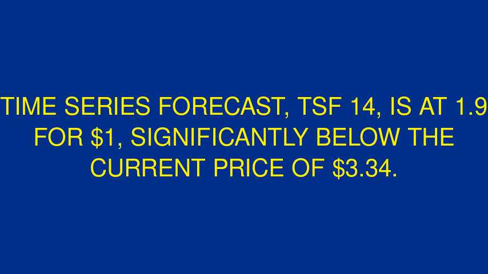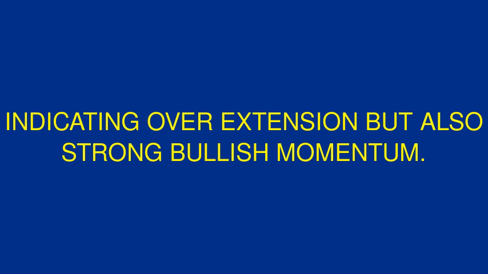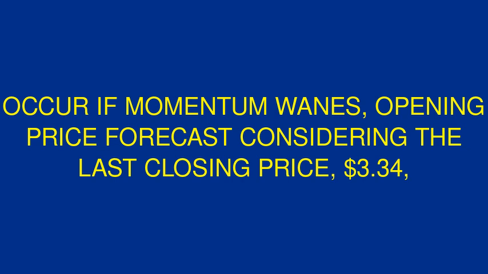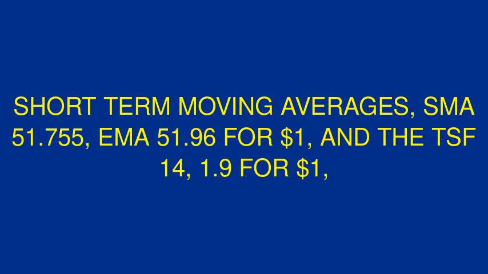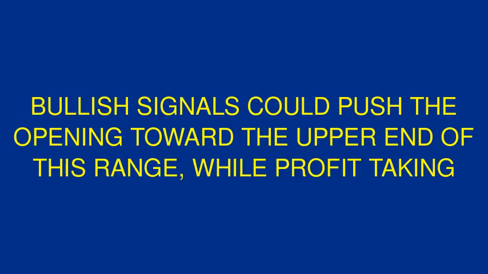Linear regression analysis: the time series forecast TSF 14 is at $1.941, significantly below the current price of $3.34. This suggests the stock is trading well above its linear regression trend line, indicating overextension but also strong bullish momentum. The recent price action supports a potential continuation of the uptrend, though a correction toward the TSF level could occur if momentum wanes. Opening price forecast: considering the last closing price, $3.34, short-term moving averages SMA 5 $1.755, EMA 5 $1.94, and the TSF 14 $1.941. The opening price is likely to range between $3.20 and $3.50. High volume and continued bullish signals could push the opening toward the upper end of this range, while profit-taking may lead to a lower opening.